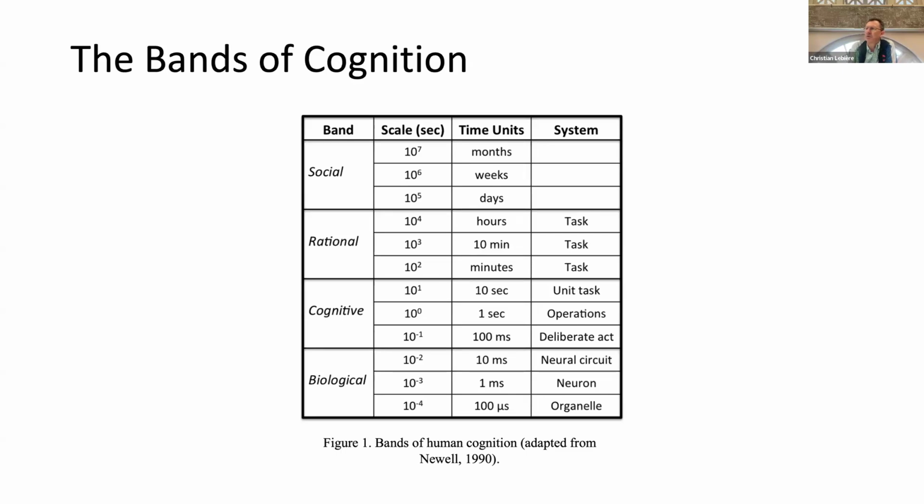And as you go further and further up, you get to things like the rational band, which concerns more complex cognition, which potentially has modeling frameworks like Bayesian inference that are level above, all the way to the social bands and the evolution of knowledge and ideas.